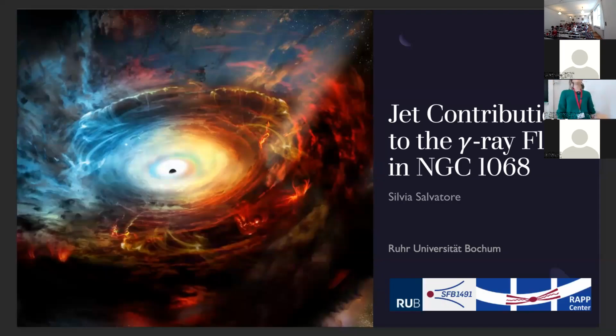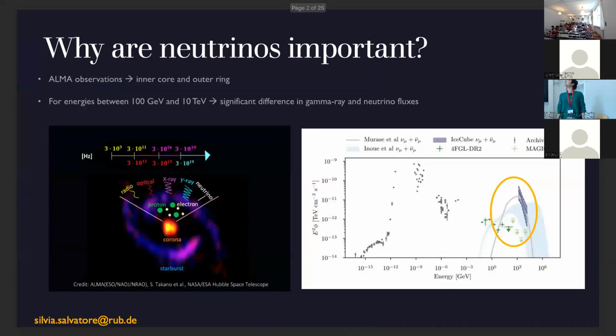Good afternoon, everybody. I'm Silvia Salvatore, and today I will be talking about the jet contribution to the gamma ray flux detected in NGC 1068. So my talk will not be about neutrinos, but why are neutrinos important for this source?